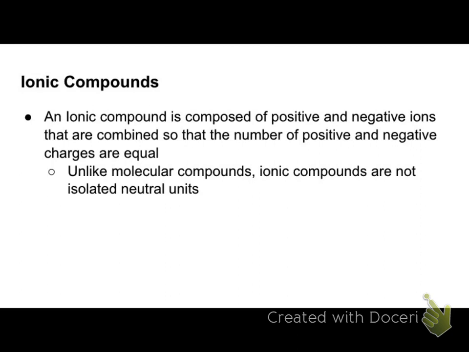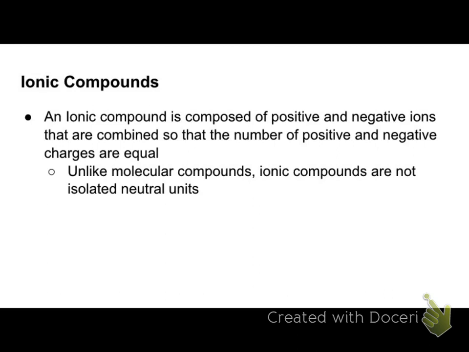Sodium chloride, made of sodium and chlorine, is an ionic compound, and you will not find just one sodium atom bonded to just one chlorine atom. Instead, what you'll find is a network of sodium ions bonded to chlorine ions. So that's what I mean when I say it's not an isolated neutral unit. You're not going to find just one unit of sodium chloride. You're going to find a whole bunch of sodiums and chlorines all bonded to each other.